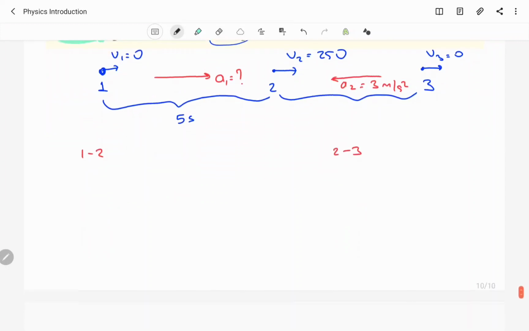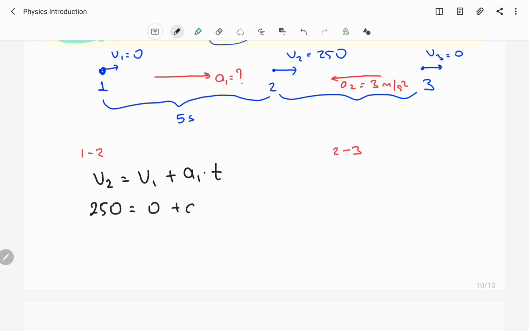Let's write some equations for points 1 and 2. We can write 3 equations. Final velocity v2 equals initial velocity v1 plus acceleration a1 times time. This is the first equation. Maybe it will be useful. Let's see. Final velocity 250, initial velocity 0, acceleration unknown, time 5. As you see, from here we can find the acceleration. This acceleration equals 250 over 5, which is 50 meters per second squared.